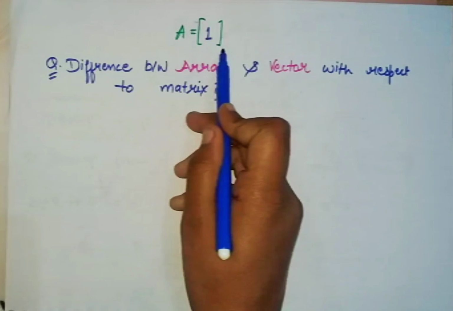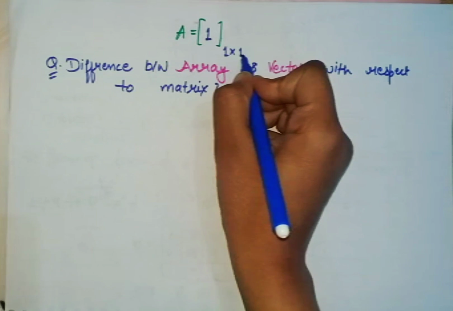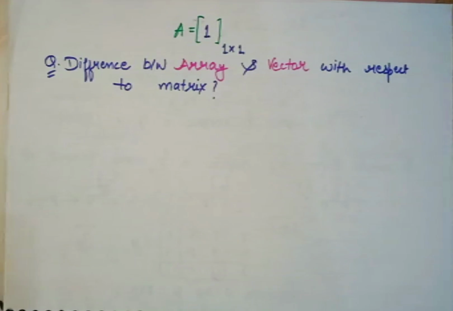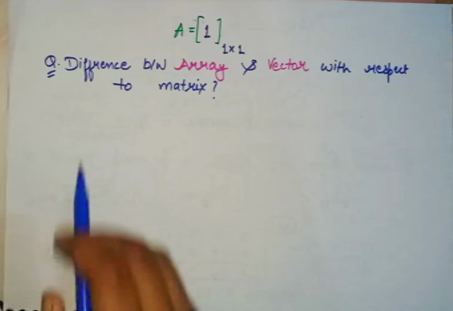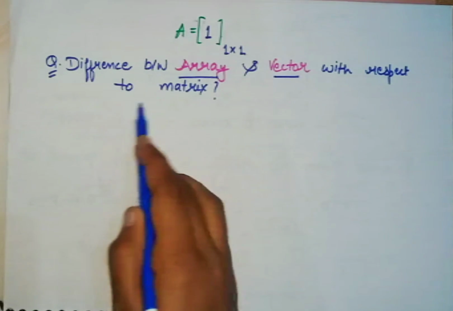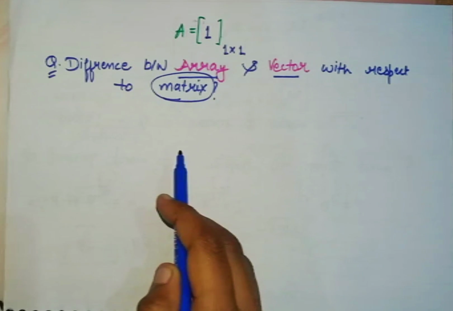And I have not forgotten this: its order is 1 cross 1, as it has 1 row and 1 column. But a question for you. Tell the difference between array and vector with respect to a matrix. If you know, write in the comment section below.